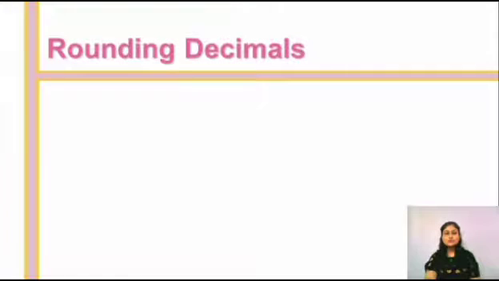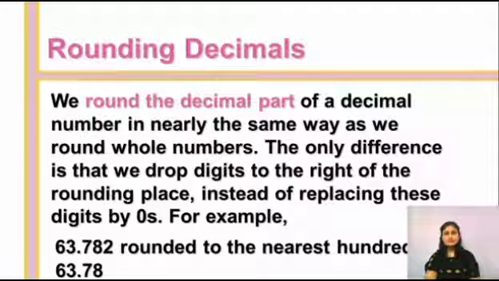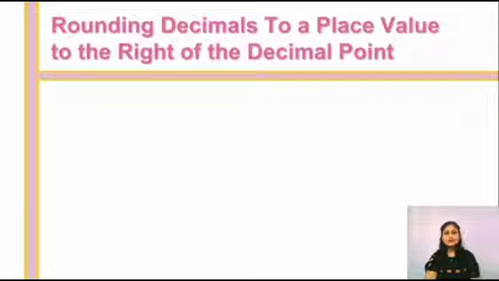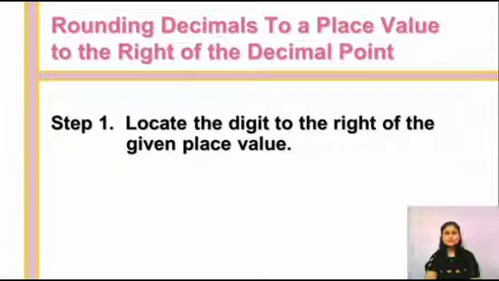Now, how to round off decimals? Round decimal numbers nearly the same way as we round whole numbers. The only difference is that we drop digits to the right of the rounding place instead of replacing these digits by zeros. For example, 63.782 rounded to the nearest hundredth is 63.78. Rounding decimals to a place value to the right of the decimal point.